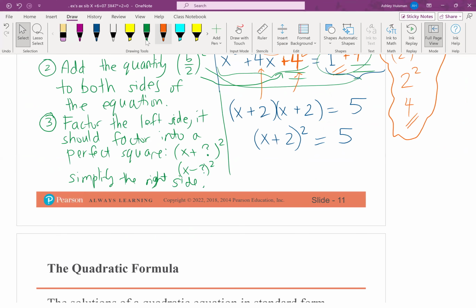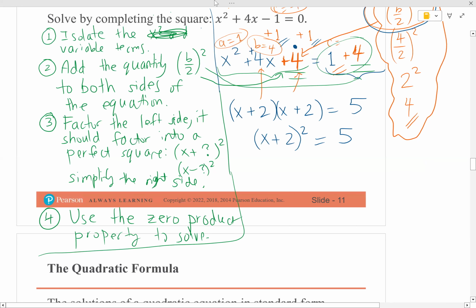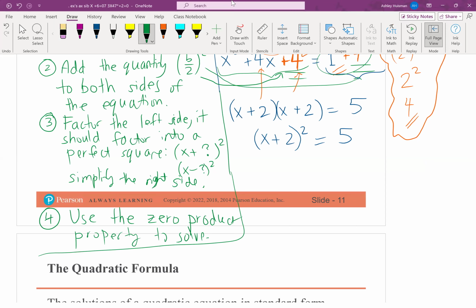Now we're going to use the zero product property to solve fully. Okay. At this point, it should be just looking like something squared equals something. I can get rid of that square. That's the next thing I need to do. I need to square root both sides.